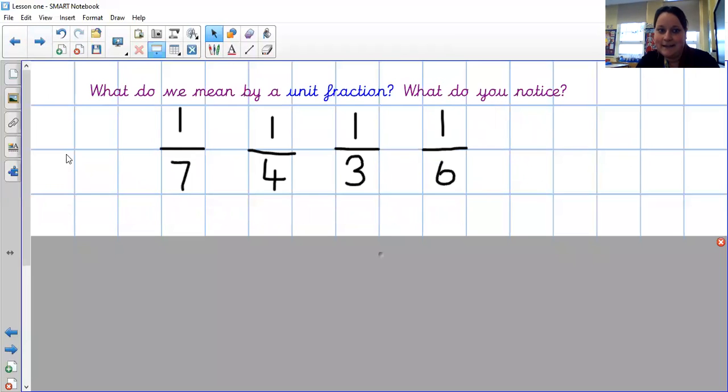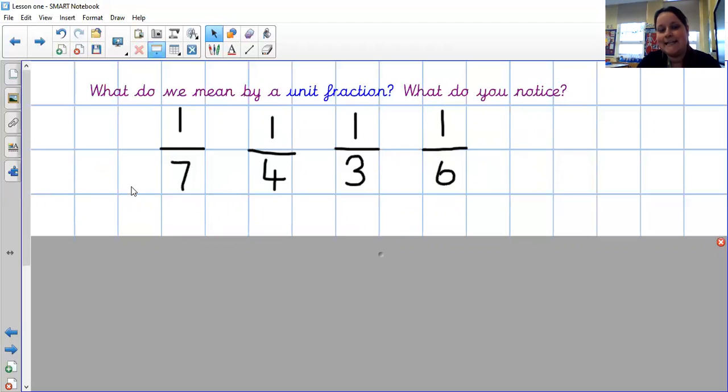Okay. So on the board, I have got a few different fractions. So we have got 1/7, 1/4, 1/4, 1/3, and 1/6. So what do you notice about those 4 fractions that are on the board? So just have a look. If you've got someone in the room with you, you might want to have a quick discussion. What do you notice about those fractions?